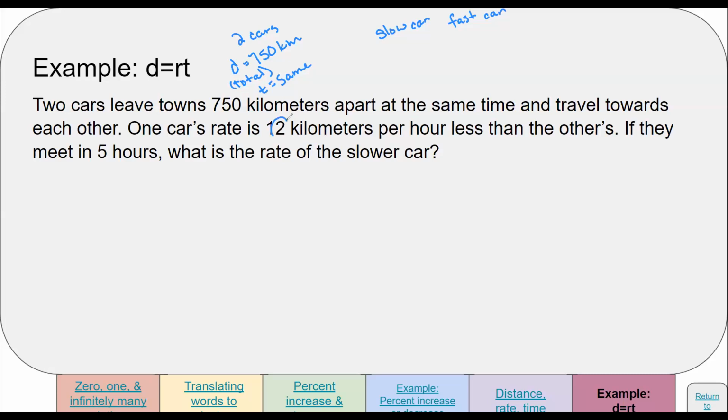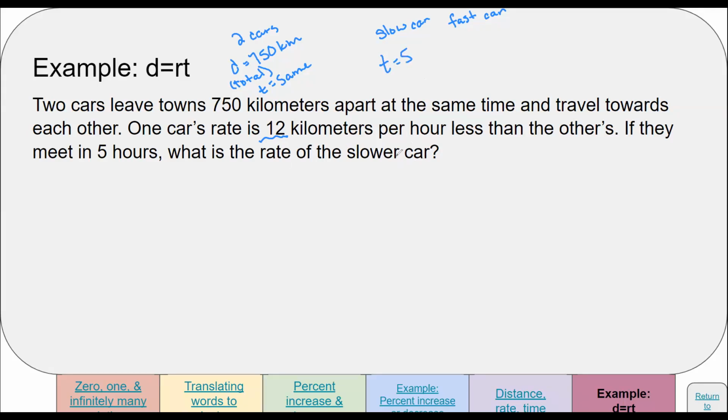Okay, so I have my 12 kilometers. That's off. Fabulous. I'm going to go with the squiggle. That's going to be my safest. All right, less than the others if they meet in 5 hours. So I now know that T equals 5 hours.